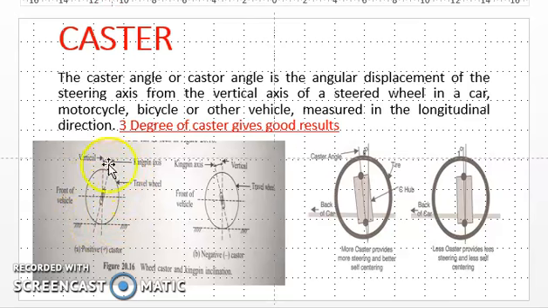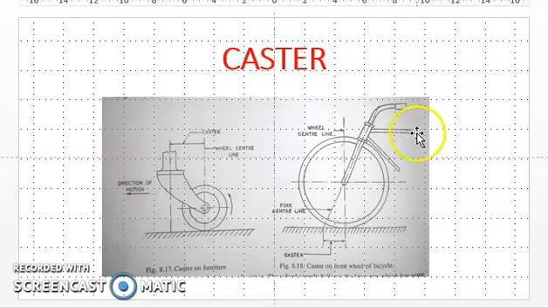You are looking at the side view of the wheel circle, and this is the steering axis in the same plane, the wheel plane, and this is the vertical axis. If the steering axis is at the front side of the vertical axis, and the vehicle is moving in this direction, and the axis is reaching ahead of the vertical axis, then it is called positive caster. Just observe, you will understand better.